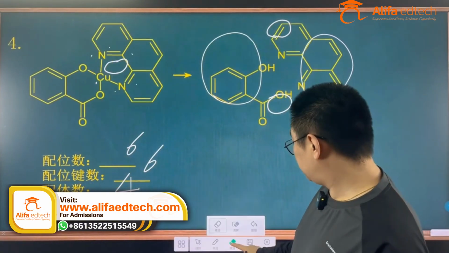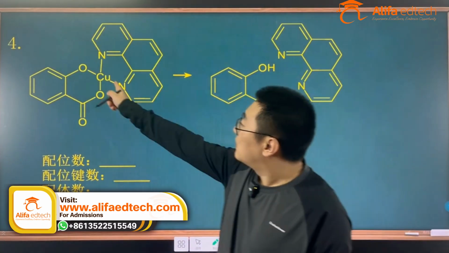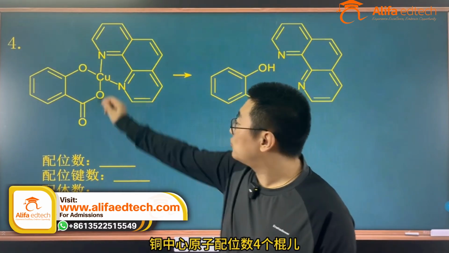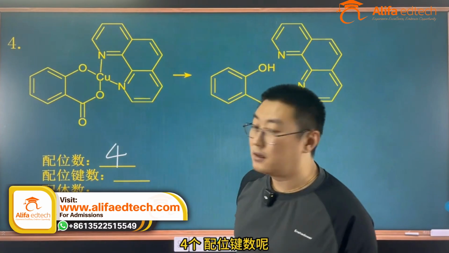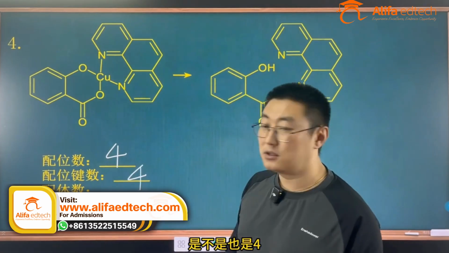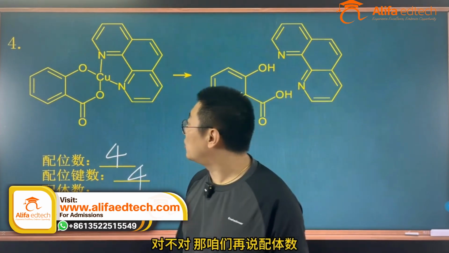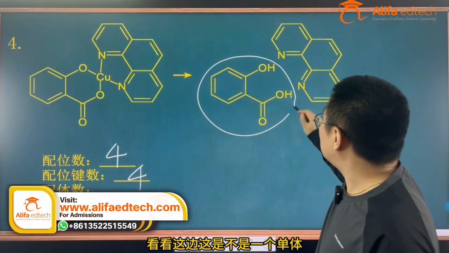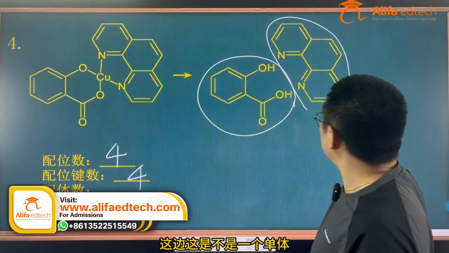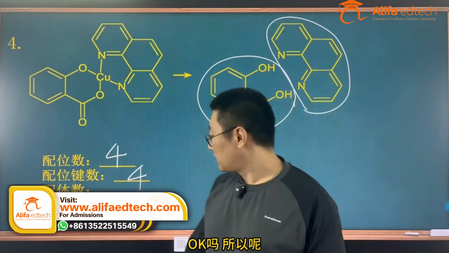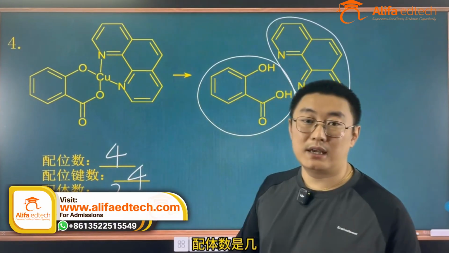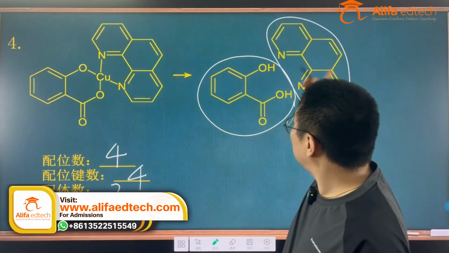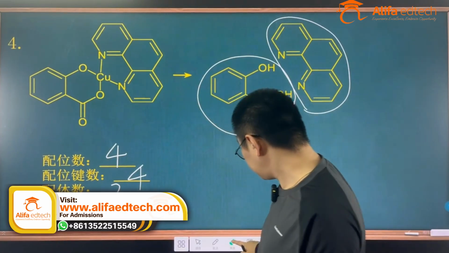Same central atom, coordination number 4, 4 sites. Coordination bond count is also 4, right? Now let's talk about ligand number. Remove the central atom and look: is this side a monomer? Is this side a monomer? Okay? So what's the ligand number? Counted 2. No problem here. Let's look at the next one.